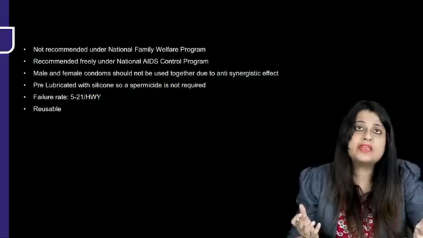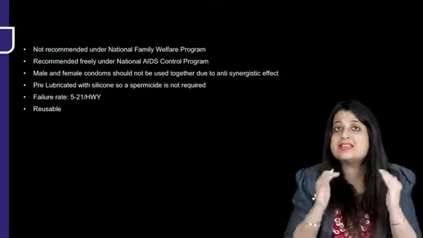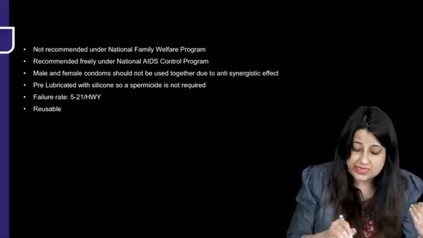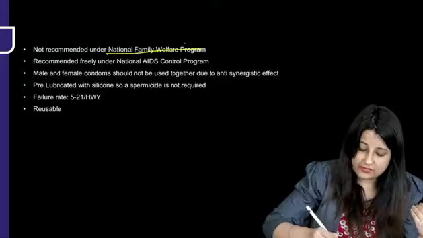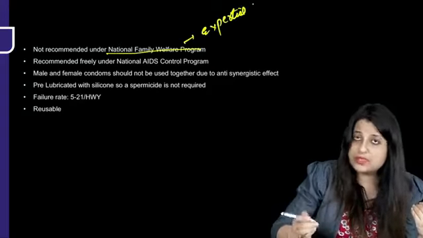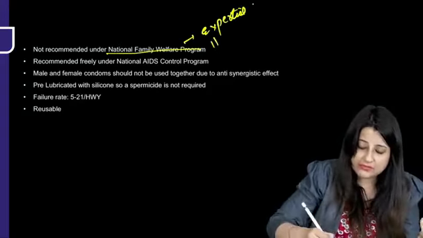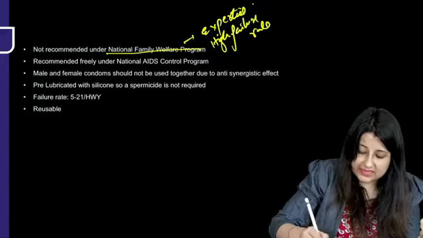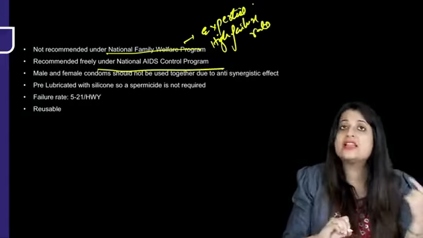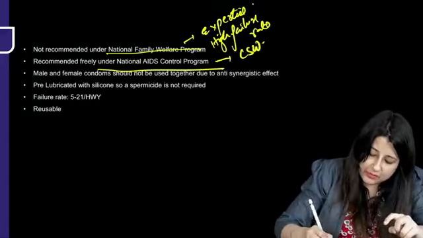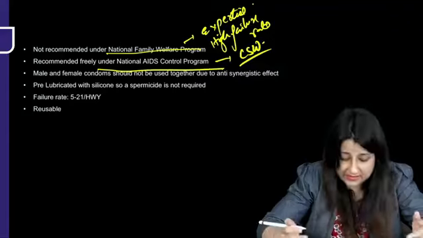Then why did we make it? Because at least it can be used by commercial sex workers for their own protection. So it's not recommended under the National Family Welfare Program because it requires a lot of expertise to use. That's one thing, and of course, it has a high failure rate. But still it is provided freely under the National AIDS Control Program. For the benefit of whom? CSW, commercial sex workers. Something is better than nothing.